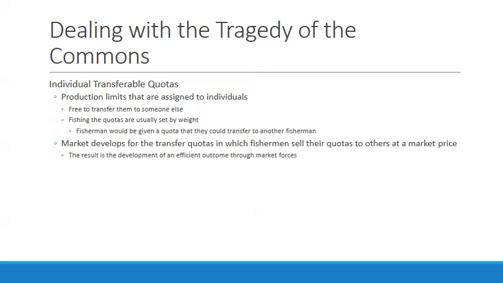Now we still have to hire people to check the boats, of course, but at least we can hire those people with the revenues that come from the trade, from the taxes on the trades themselves.